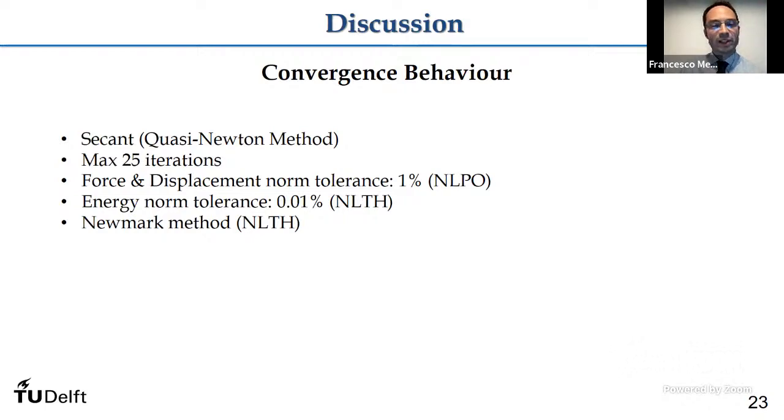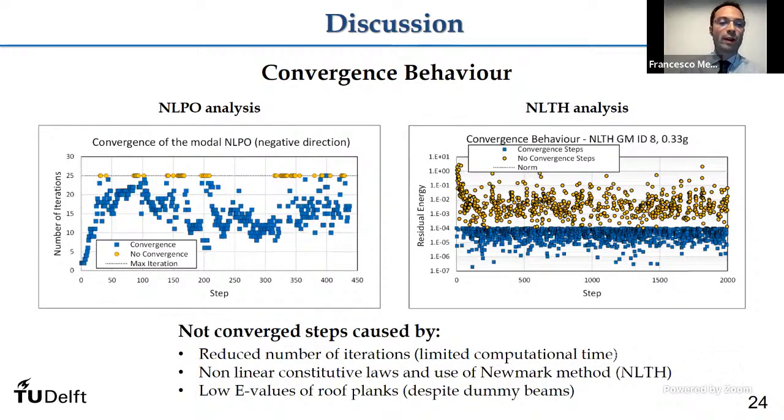And why am I telling this? Because actually what we have found is a very large number of non-converged steps. This is still acceptable for the pushover analysis, but is amazingly high for the nonlinear time history analysis. And what is most remarkable is that even for the initial elastic stage, we could find a large number of non-converged steps.